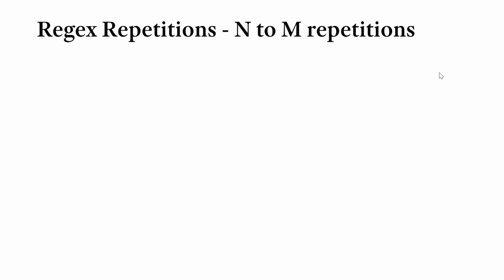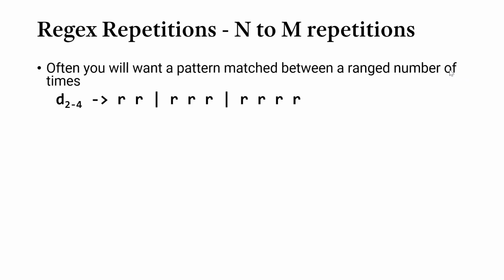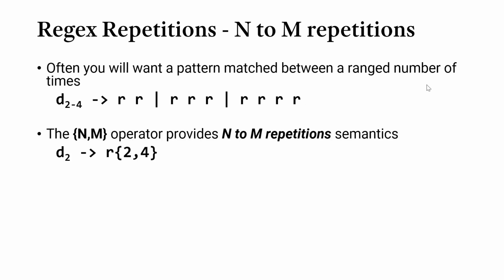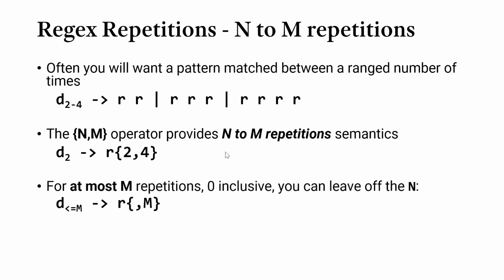All right? So the next extended syntax we're going to learn is N to M repetitions. So these are numbers of repetitions we want to match. Imagine we have a definition that is going to match 2 to 4 repetitions of some regular expression. We could have R concatenated with R, or 3 in a row, or 4 in a row, right? Well, with this new syntax, we can say take the regular expression R and match N to M repetitions of it. So 2 to 4 repetitions of it.